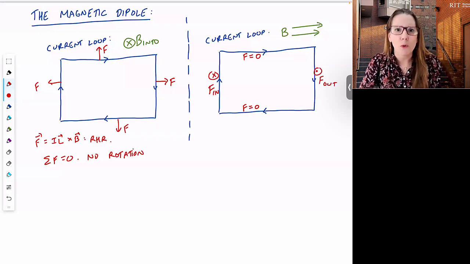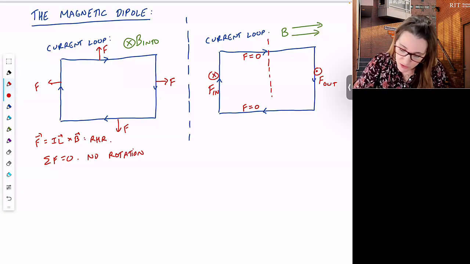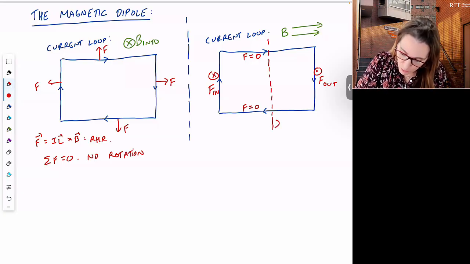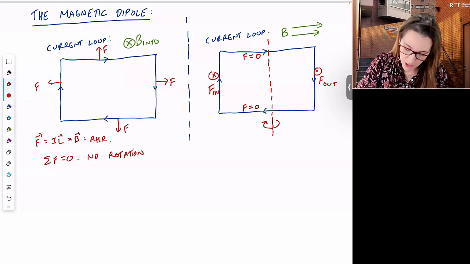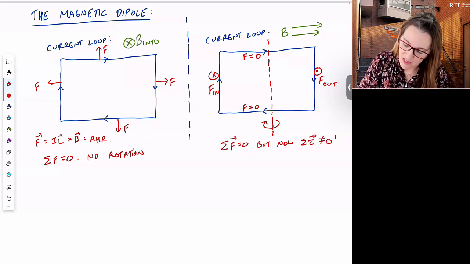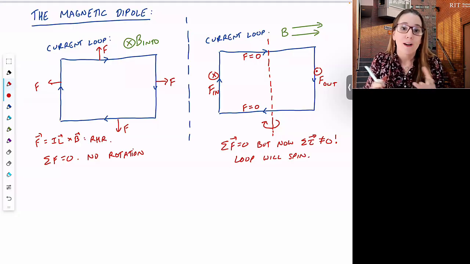So now if you imagine this loop with these two forces acting on it, they are going to act to spin the loop, so that there is a net torque here. The sum of the forces is still 0, but now the sum of the torques is not equal to 0. This loop will spin. So this loop is actually the magnetic dipole.